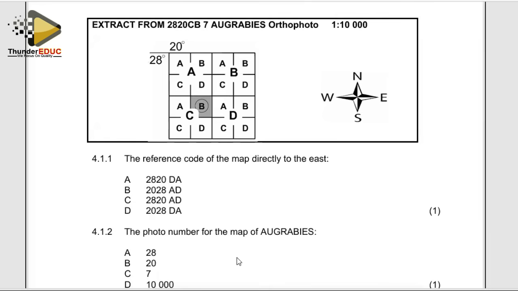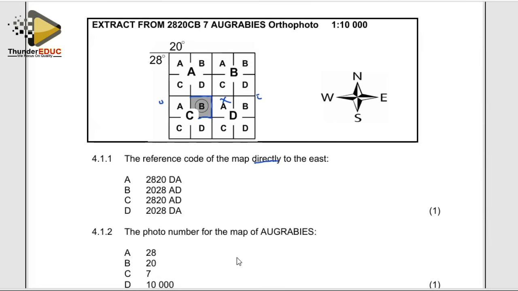Our map in question is 2820 CB, which is in this block here, shaded. So the map to the east, this is west, this is east. Map directly to the east, we want the reference of this. What is the reference? The coordinates, they don't change.